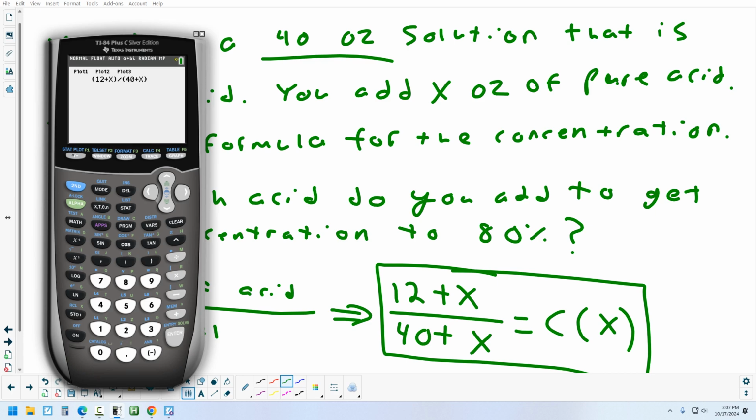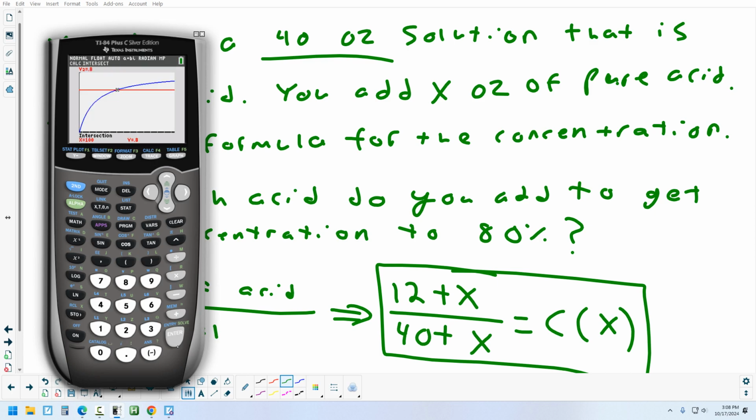80%. So what would I put in on Y2? 0.8, yeah, because concentration is always between 0 and 1, the way we're doing it. Okay, so we've got plenty of space, we can see it. And what do I have to calculate? The intersect. Yep, calculate the intersect.